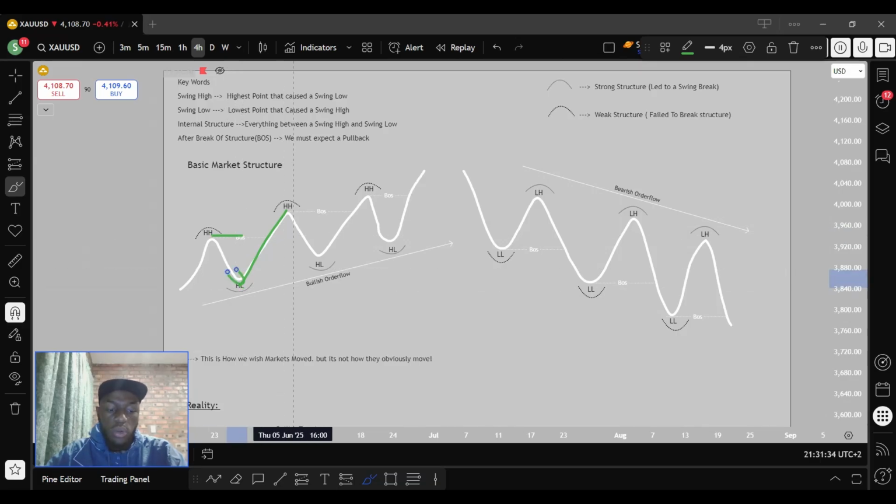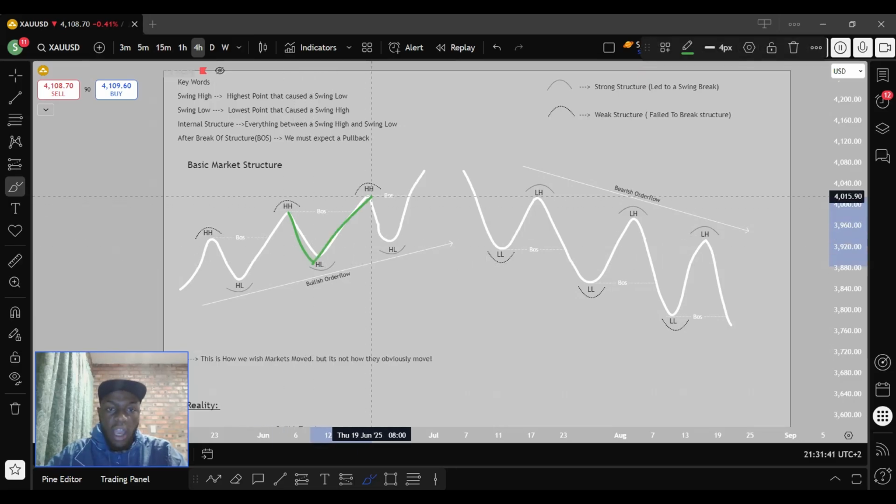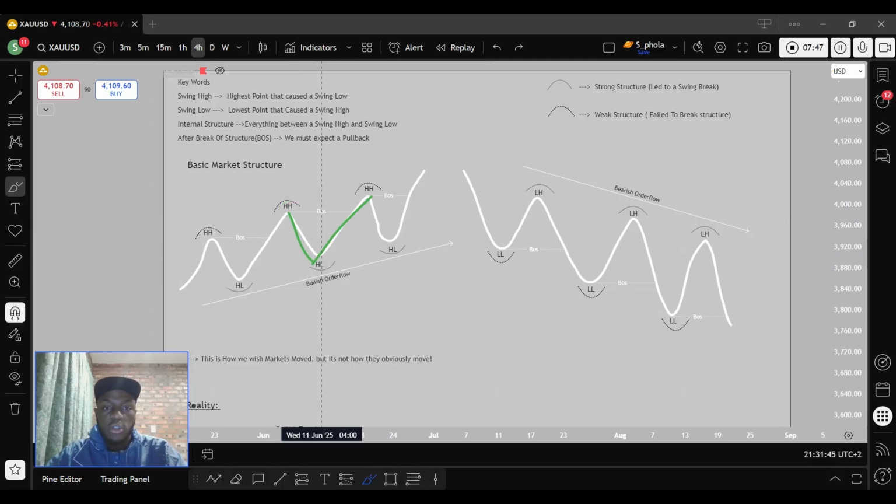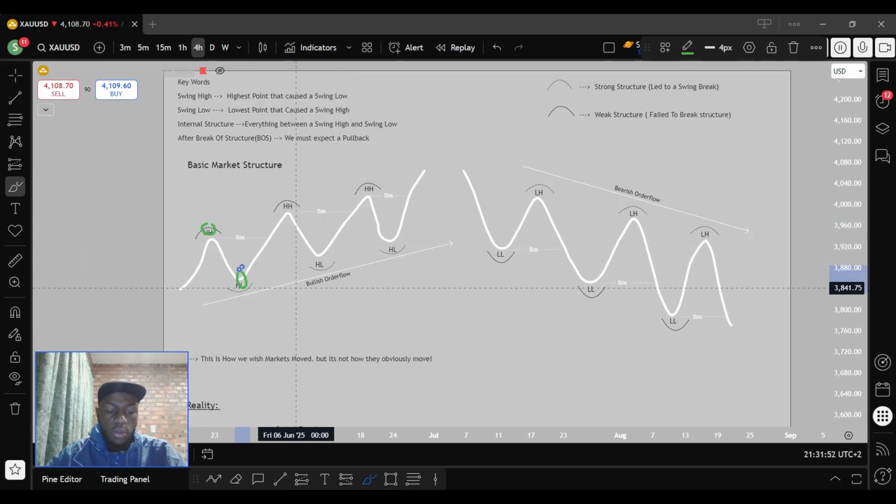This is a higher low. This is an established higher low. Understand? Then we got the higher high, higher low, broke structure. This is an established higher low. You understand? So that's basically what an uptrend is. A series of higher highs and higher lows, right?